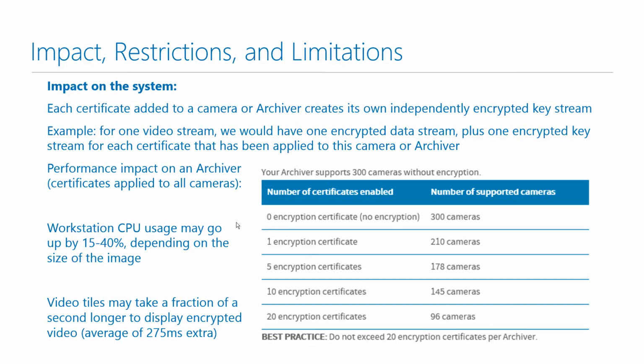On the workstation itself, you may see the CPU usage go up between 15 and 40%, depending on the size of the image. Long story short, it's actually lighter on larger images, so that's something to bear in mind. And in terms of actually viewing the video, so you're dragging a camera into the tile and you're using the encryption to view that live footage, it just takes a fraction of a second longer, so it's 275 milliseconds extra, which is a quarter of a second and hardly noticeable, so there's not much of a hit from that standpoint.